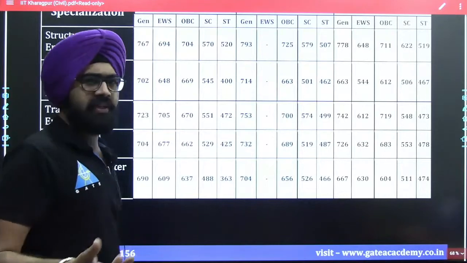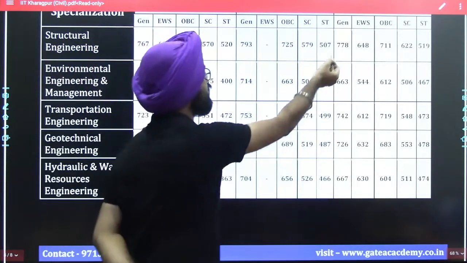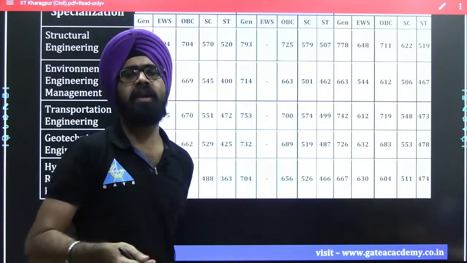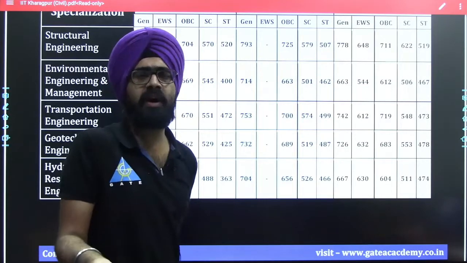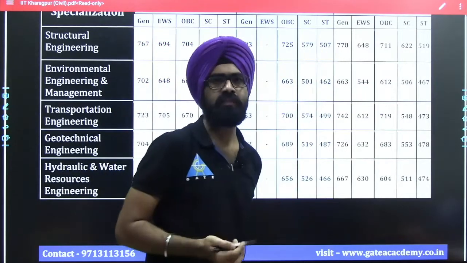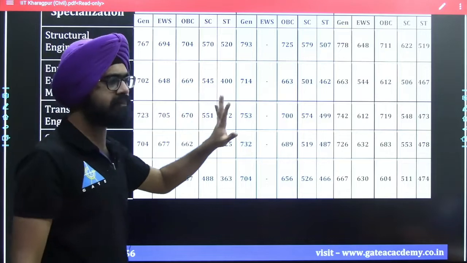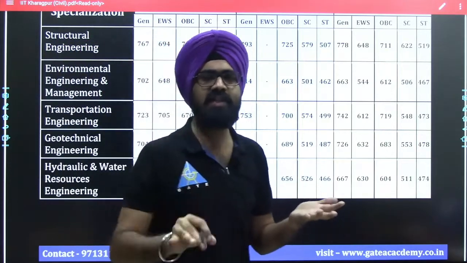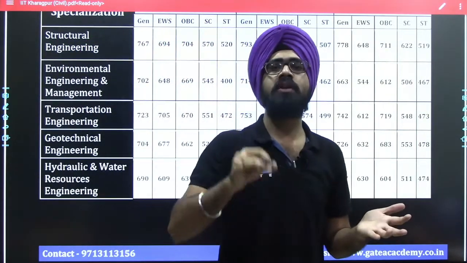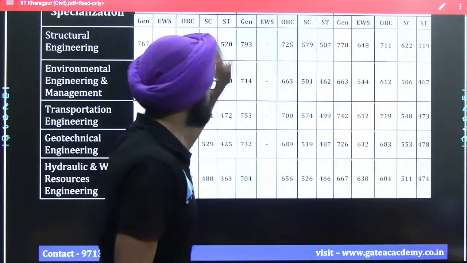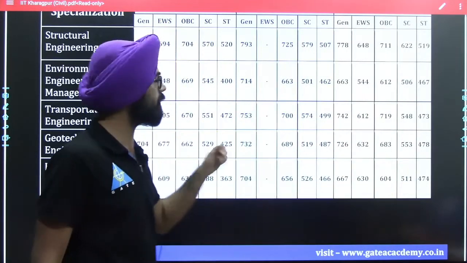In GATE marks, plus 1 marks can result in such a kind of score, and plus point some marks can also result in such scores. So don't rely on these scores, but just have an idea: this year I have this particular score, so will I be able to apply? This table is going to give you some idea regarding that.